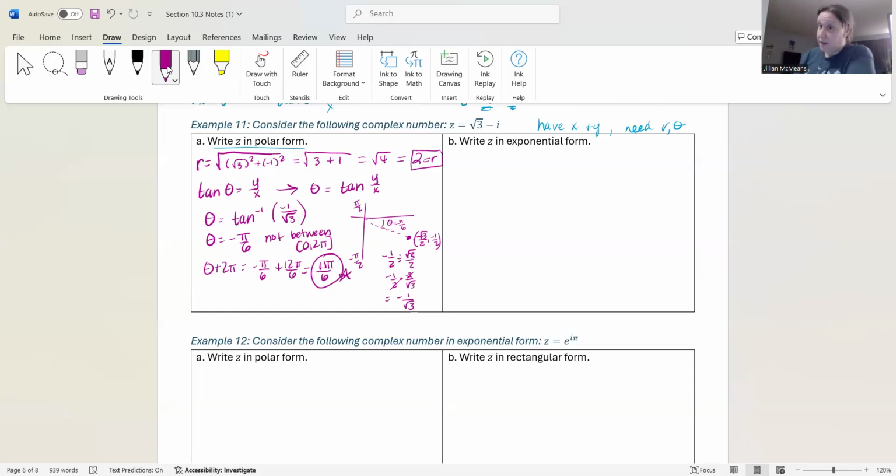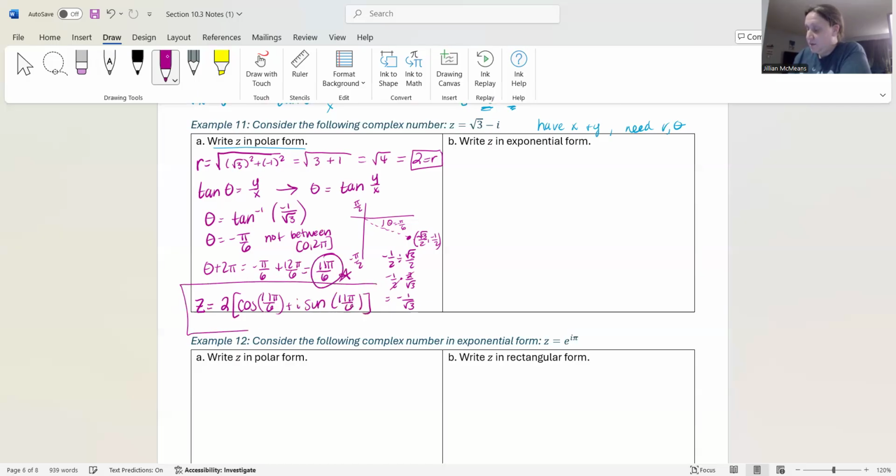So finally, it took us a little bit of work, but we can now say that z, remember we want it in polar form, is going to be r, which is 2, times cosine of theta, which is 11π/6, plus i times sine of theta, which is 11π/6.